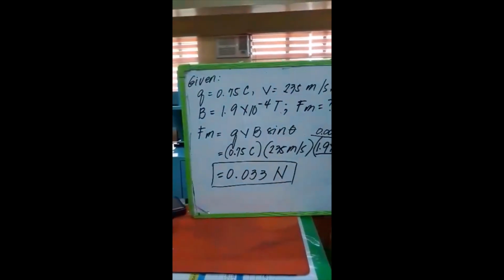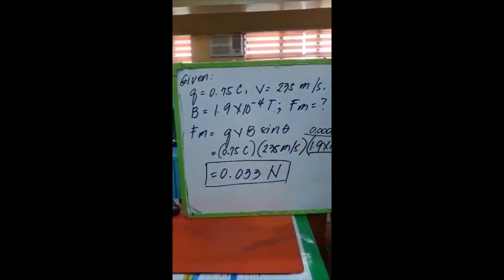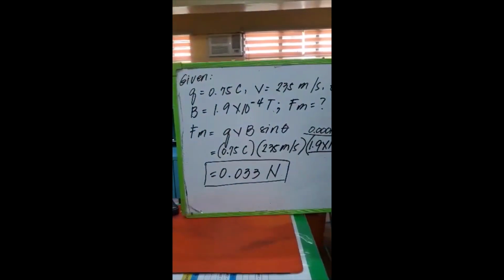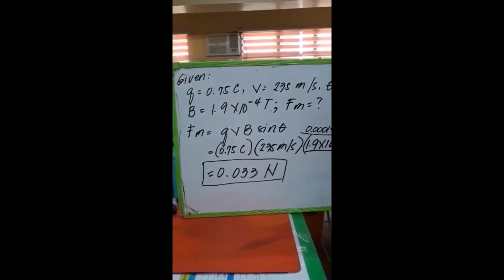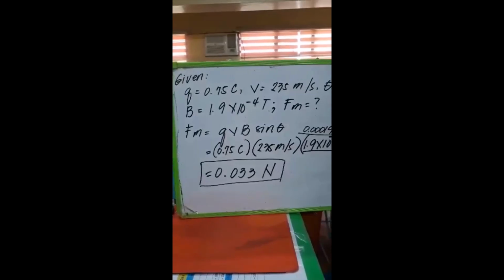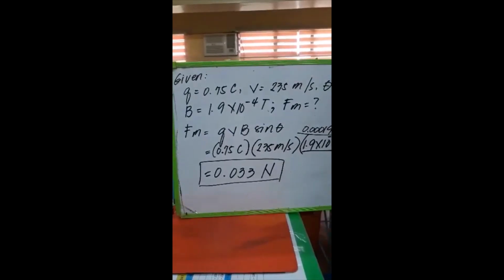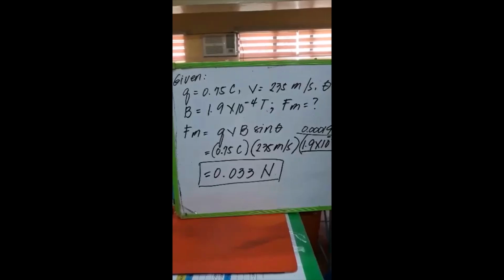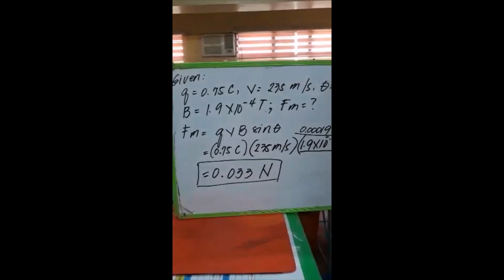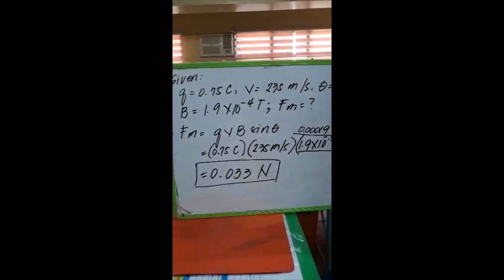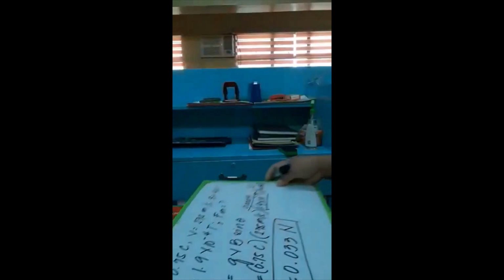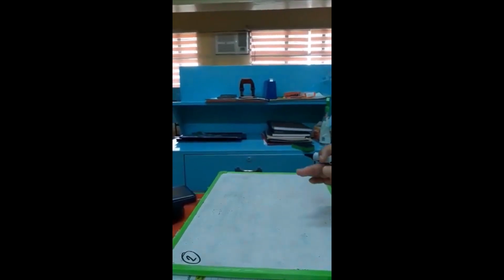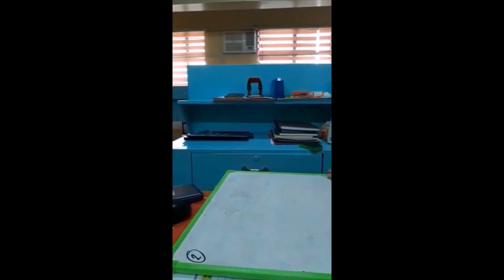Okay, so the magnetic force is 0.033 Newton based on our electric charge, which is 0.75 coulomb, and with the speed or velocity of 235 meters per second with a magnetic field which is 1.9 times 10 raised to negative 4. So that's for our first problem. Ayan po. So pupunta naman po tayo ngayon sa ating second problem.